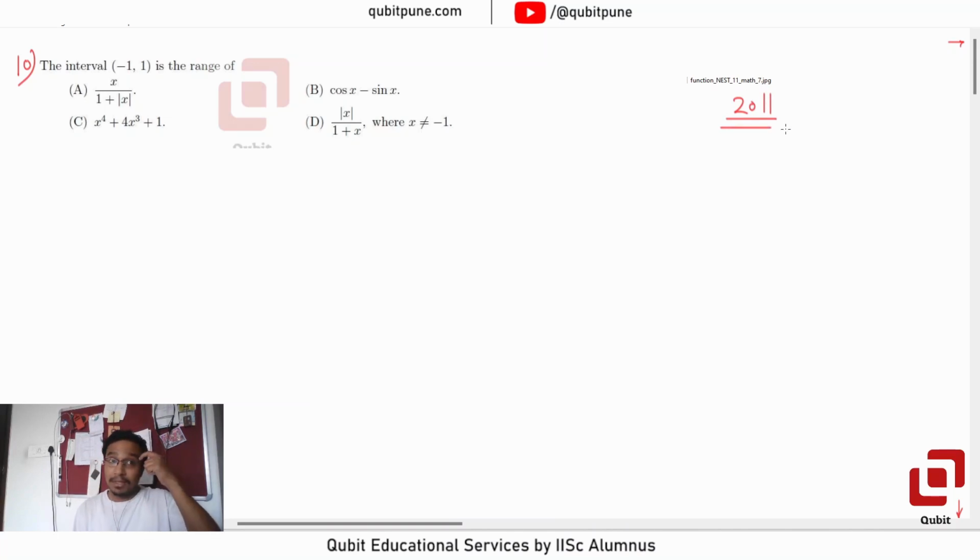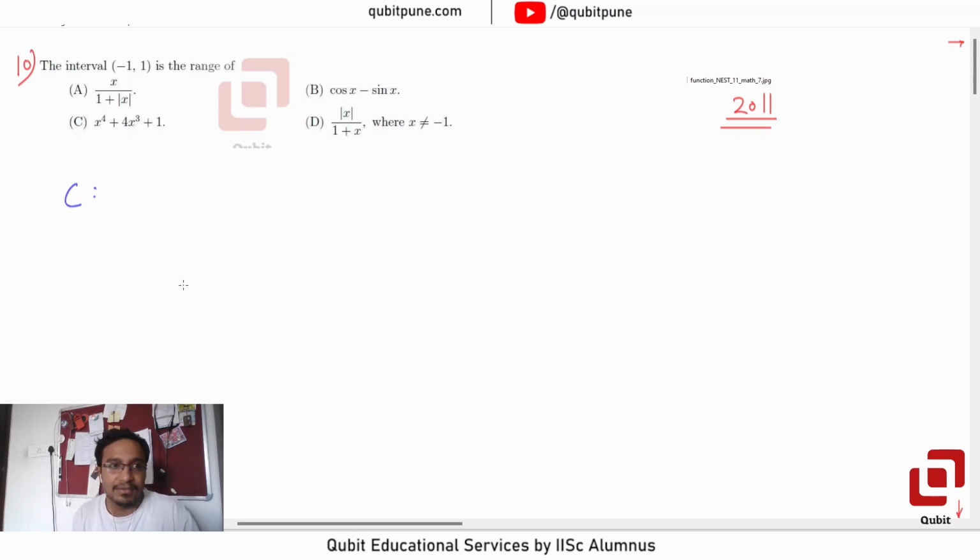Okay, so the question is a bit different. Usually in the question the function is given, and in the options the ranges are to be selected. Here the range is given and we have to select the function. Let us start with option C.